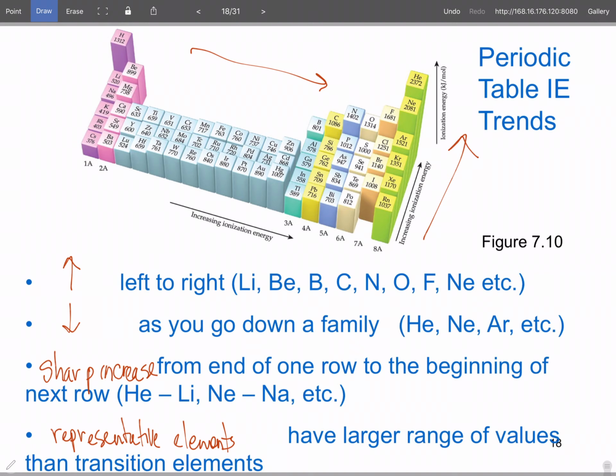So we're going to increase the ionization energy. Now remember, the ionization energy is the amount of energy it takes to rip off an electron. Well, if you remember, the metals want to lose them. They want to go positive.